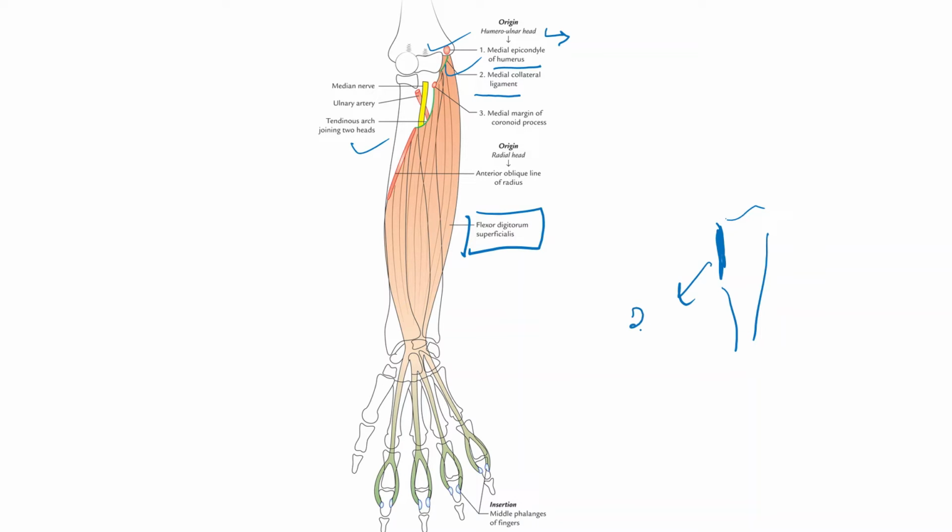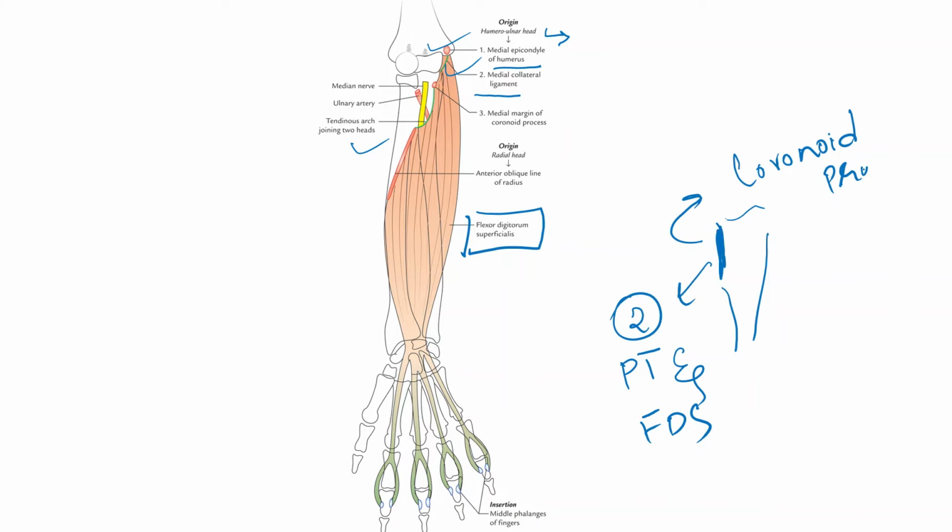So, the medial margin of the coronoid process gives attachments to two muscles, that is the pronator teres and the flexor digitorum superficialis, that is the ulnar head of the flexor digitorum superficialis. So the medial margin of the coronoid process takes the attachment of the origin of the pronator teres and the flexor digitorum superficialis. So this is the point to remember over here. The radial head takes its origin from the anterior oblique line of the radius. So this is about the three heads of the flexor digitorum superficialis.